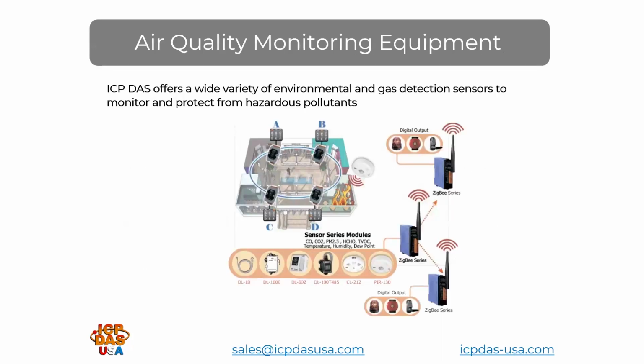The CL series HCHO, TVOC, CO, CO2, temperature, humidity, and dew-point data loggers from ICP DOS are advanced air quality monitoring tools designed to track key environmental parameters like formaldehyde, volatile organic compounds, carbon monoxide, carbon dioxide, temperature, humidity, and dew point. These data loggers provide real-time monitoring and help identify pollution sources, ensuring optimal indoor air quality.